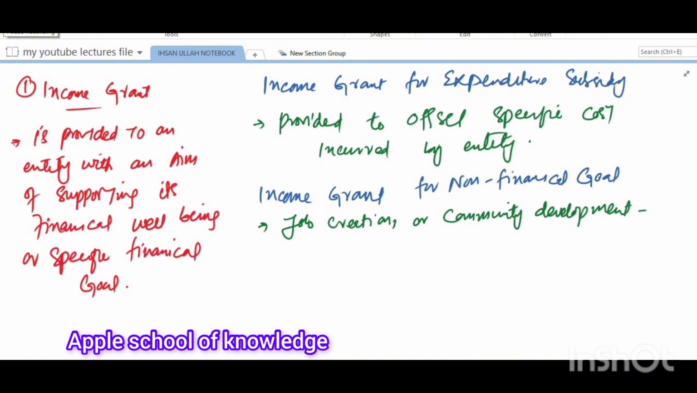When the grant is an income grant for expenditure subsidy, match it with the related cost. For example, a grant for research expenses should be matched with the actual research cost. On the other hand, for an income grant for non-financial goals, match with the cost incurred to achieve the goals. So a grant to promote job creation is matched with expenses related to creating jobs.